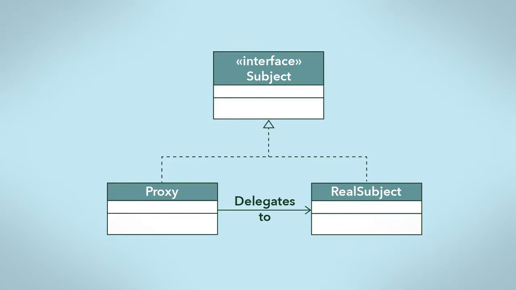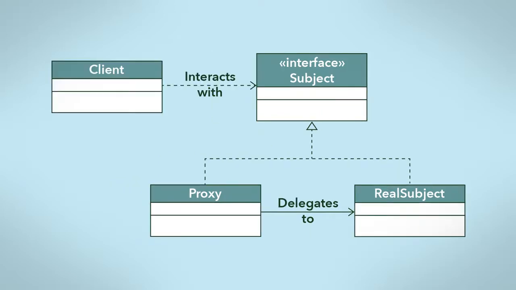You can ensure that by having both these classes implement a common subject interface, which also allows for polymorphism. Since the proxy and real subject classes are both subtypes of subject, a client class can interact with the proxy, which will have the same expected interface as the real subject.